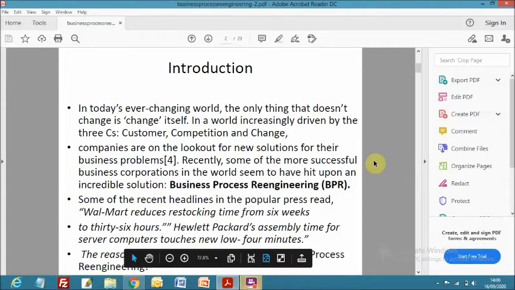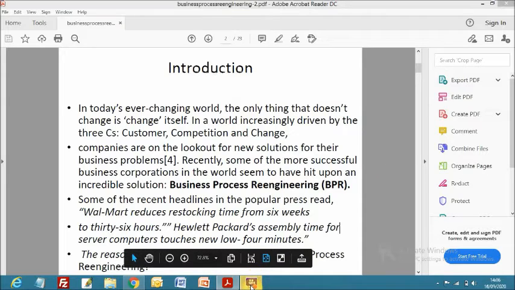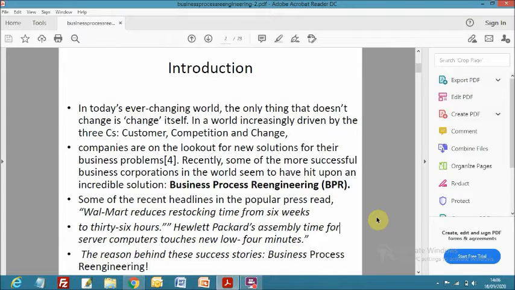Today's topic is business process reengineering. Redefining the process of the business, the steps of the business, whatever business is taking.